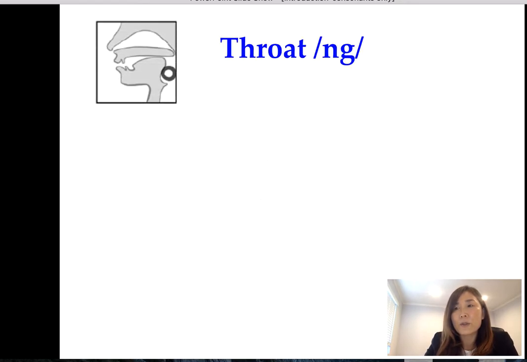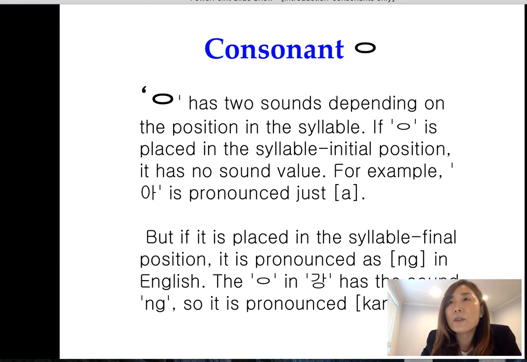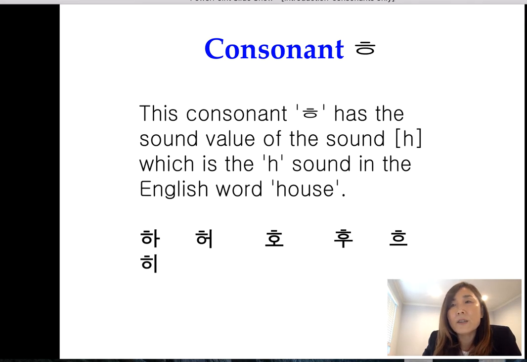The following sounds are produced in the throat. Ng. If you add one more stroke on top of ng, it becomes the hu sound. Ng has two sounds depending on its position in the syllable. If ng is placed in the syllable initial position, it has no sound value. For example, a is pronounced as just a. But if it is placed in the syllable final position, it is pronounced as ng in English. The ng in kang has the sound ng, so it is pronounced as kang. The consonant hu has the sound value of the h sound in the English word house. Please repeat after me. Ha, ho, ho, hu, hu, he.